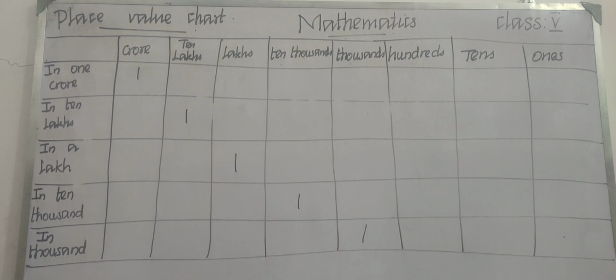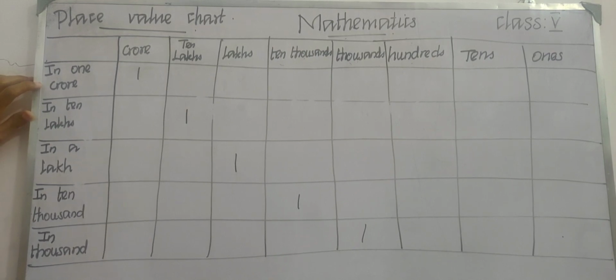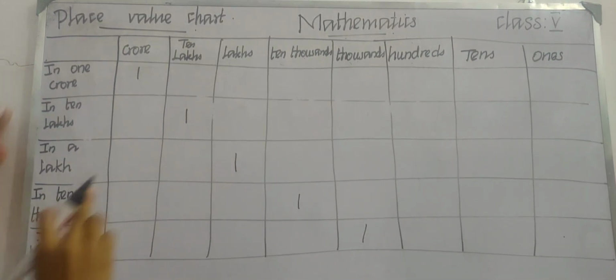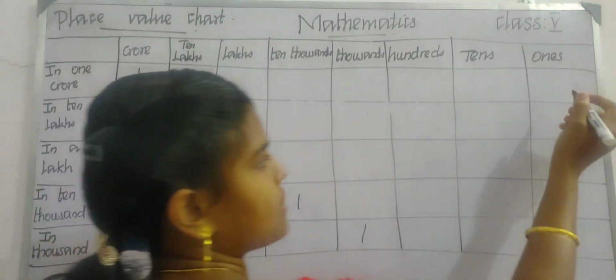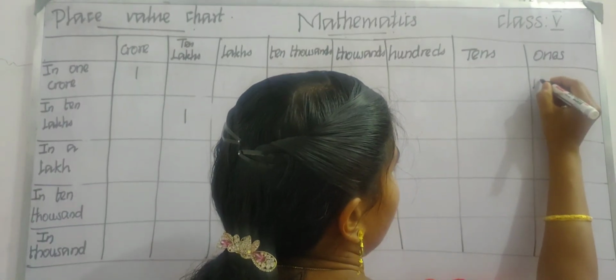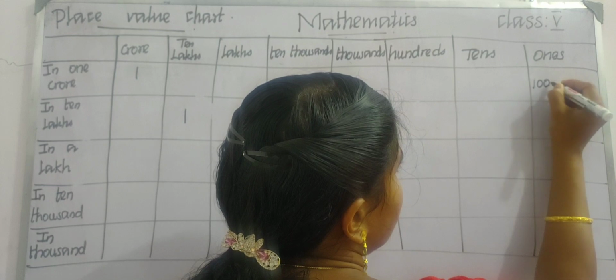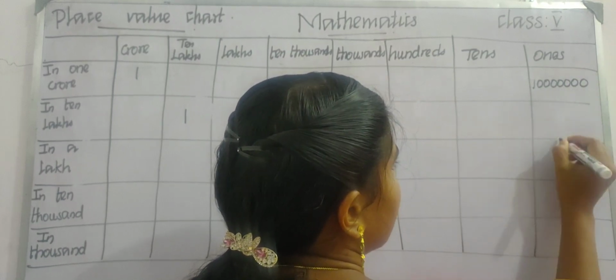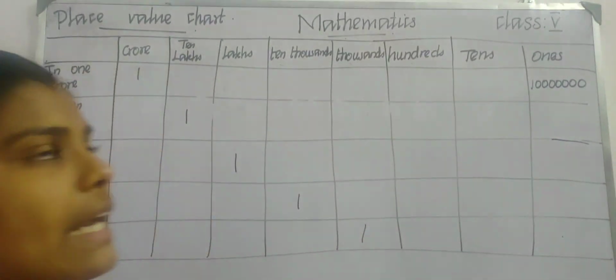First of all we need to find in 1 crore. We know 1 crore is the smallest 8-digit number. So we need to write the 1 crore here in the ones place. 1 crore is an 8-digit number: 1, 2, 3, 4, 5, 6, 7 and 8. It's the smallest 8-digit number.